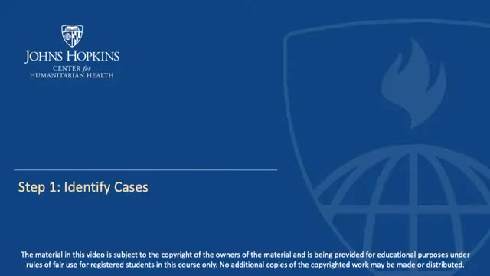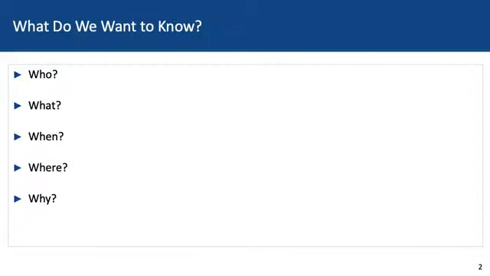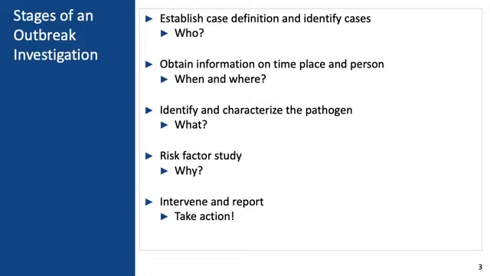Now we're going to discuss the first step of an outbreak investigation, identifying cases. When we investigate an outbreak, the questions we have are the same questions a good journalist would have when writing a story about some event. We want to know who's involved, what's responsible, when it's occurring, where it's occurring, and why it's occurring. These questions correspond directly to the stages of an outbreak investigation.